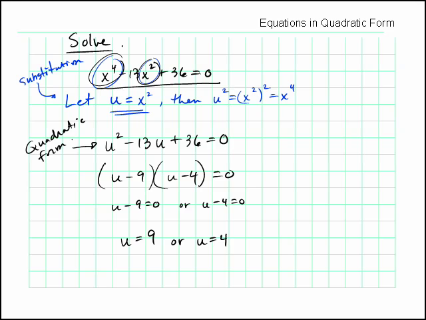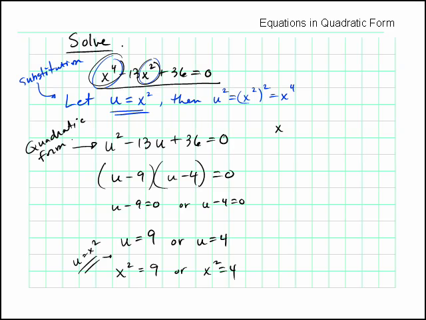Okay. So I have them solved for u, but remember, that was not the original variable. So at this point, I convert back to x's. Remember that u is equal to x squared, so now I write x squared equals 9. And here x squared would equal 4. I can solve these equations for x by taking the square root of both sides.